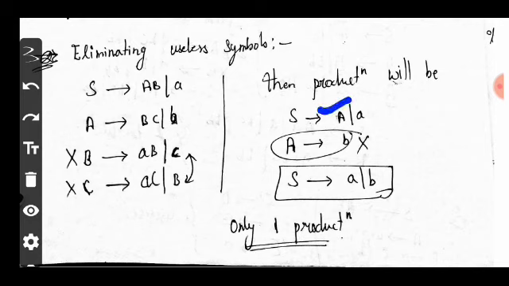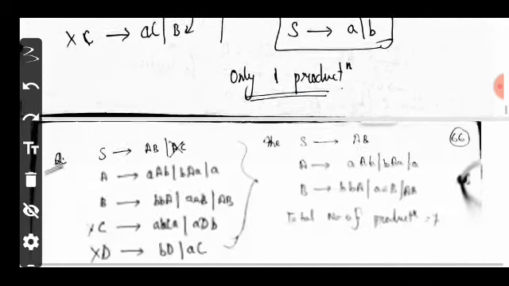Now we got that A is not needed here, because when we put the value of A in S, we get the production S produce A or B. So this is your correct answer for the given grammar. So here only one production is required. Now move on to another question for more clarification.